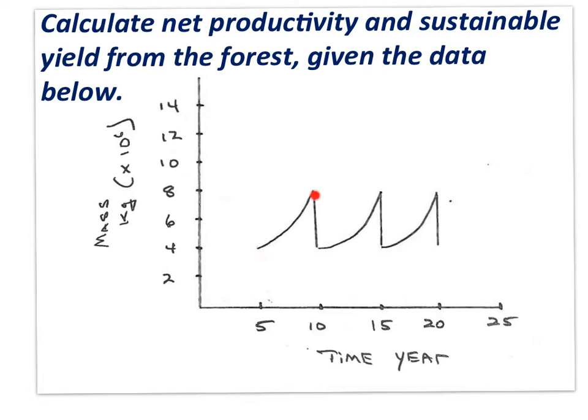The difference, and this is the harvest, the difference between 8 times 10 to the 6th and 4 times 10 to the 6th, is 4 times 10 to the 6th kilograms over the 5 years, or 0.5 times 10 to the 6th kilograms per year. This is the net productivity and the sustainable yield from a renewable resource.